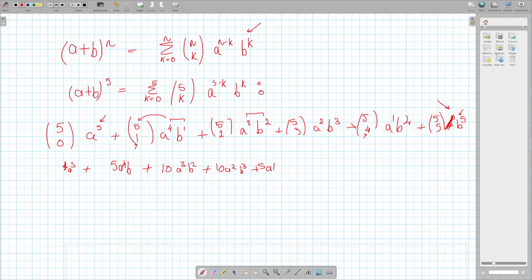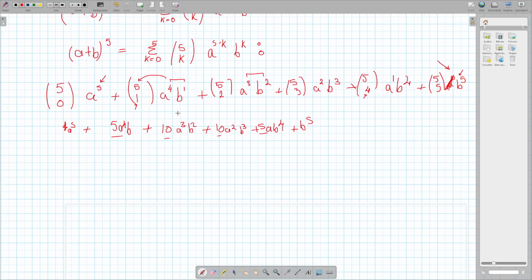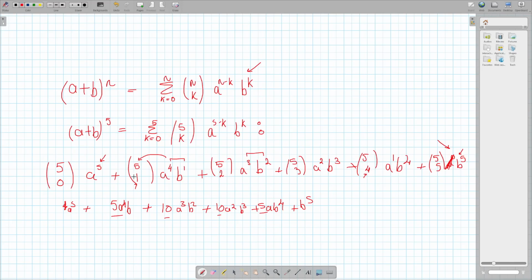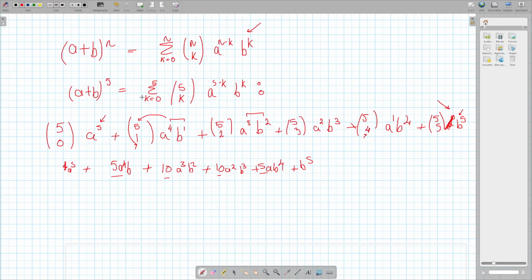So 5ab to the 4 plus 5c5, which is 1. 5c5 is 1. So you write b to the power of 5. This is how it would look fully expanded. Some nice things to note is that it goes 5, 5, 10, 10. You always go backwards. So this is how you find the coefficients. You can use a calculator.